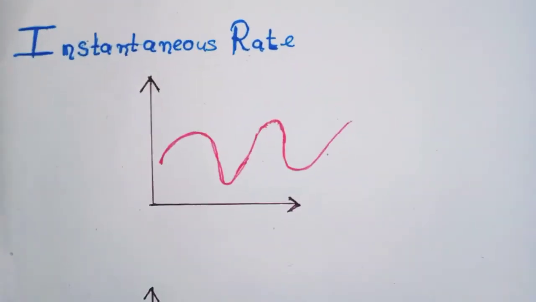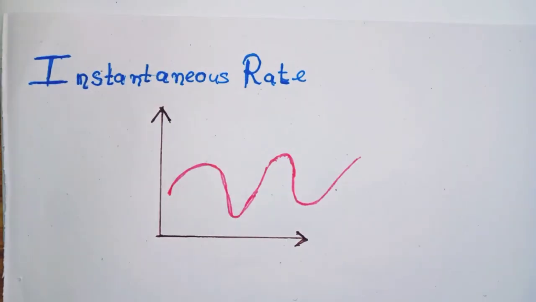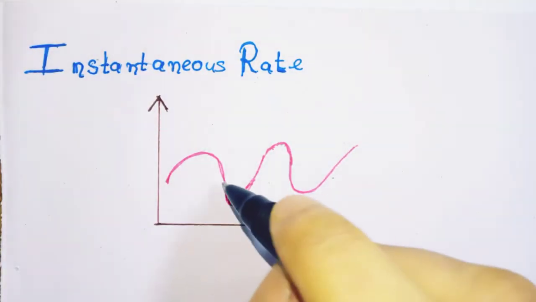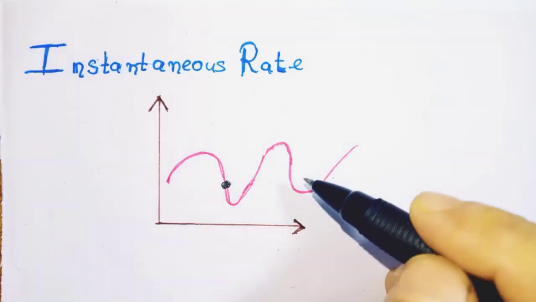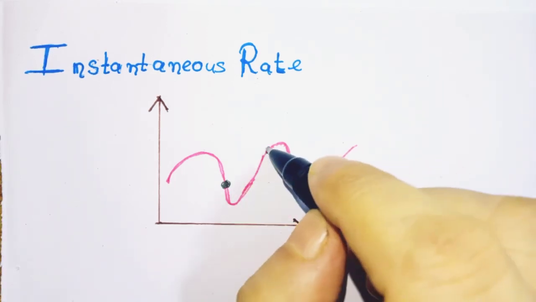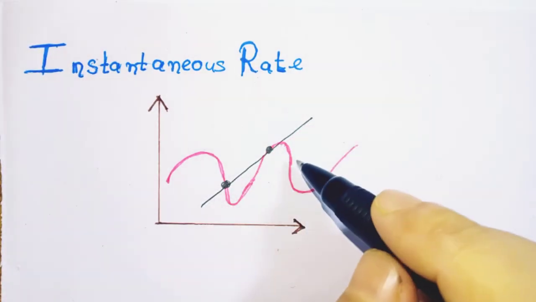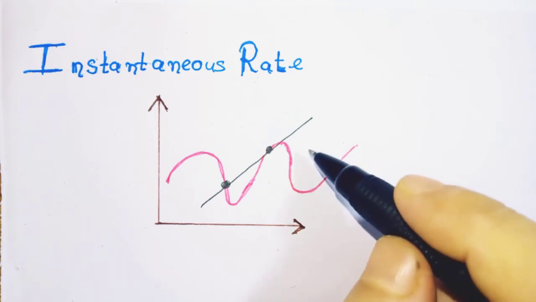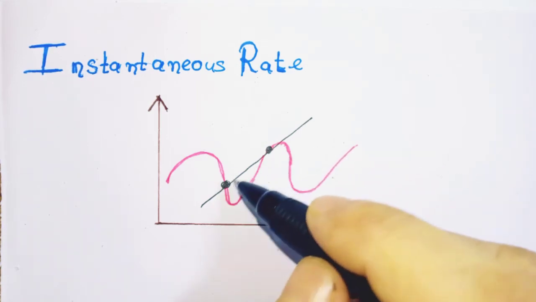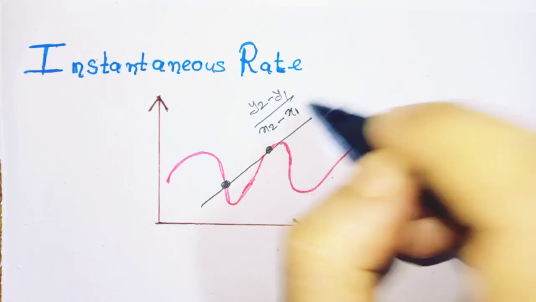So instantaneous rate. Let us start one by one. There are several graphs below, but we will start one by one. When we denote the change of a function, say this is a graph, we get a point, this one. When we denote the change, we need another point, right? And we draw a tangent, a line from here to here. So we have two points, and from here we deduce the formula of y2 minus y1 divided by x2 minus x1.